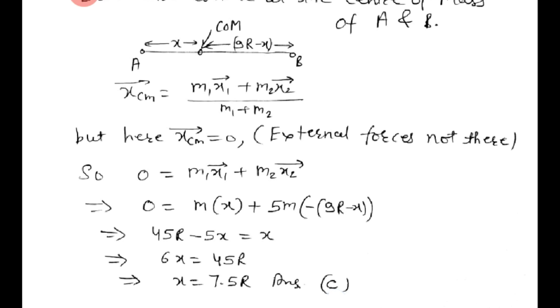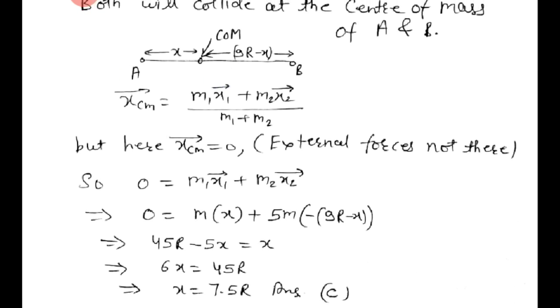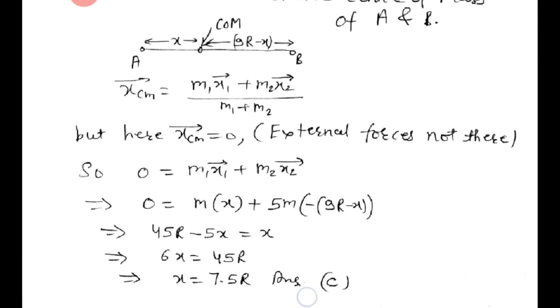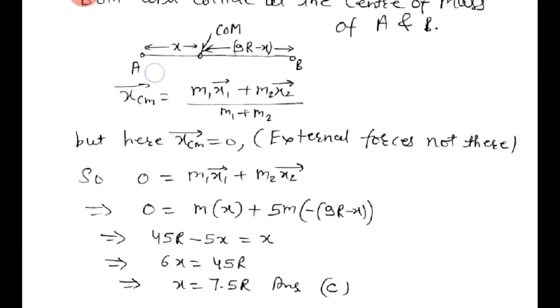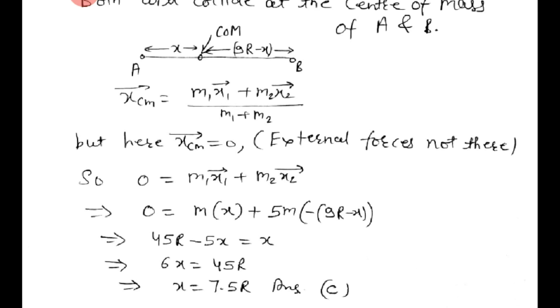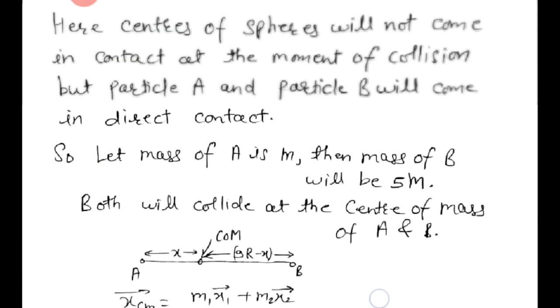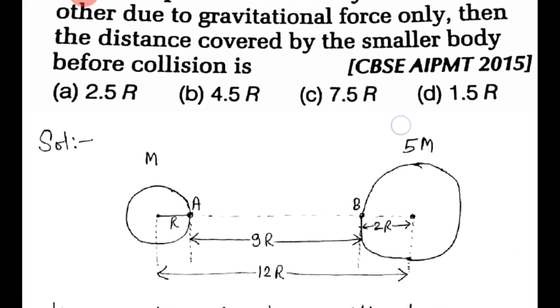It means this is the distance covered by particle A, and because it is a solid object, the center of the smaller object will cover 7.5r, the same distance as covered by particle A. Okay, so the answer is option C, 7.5r. Thank you. Thanks a lot.